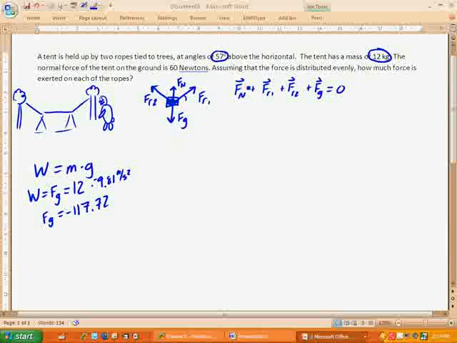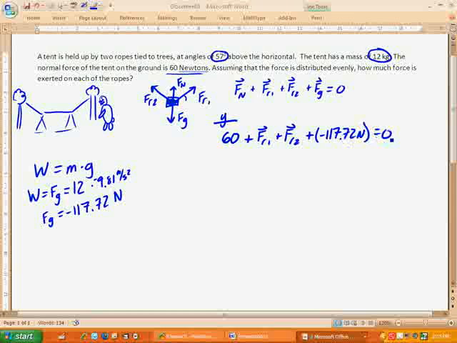Now all the negative means is that it's going down. We know that the normal force, it told me right here, is 60 newtons. Okay, so since I'm doing the y components here, I can just say, well, 60 newtons, which is the normal force, and this is in newtons as well, plus the force of rope 1, plus the force of rope 2, plus the force of gravity, which is negative 117.72 newtons, equals 0.